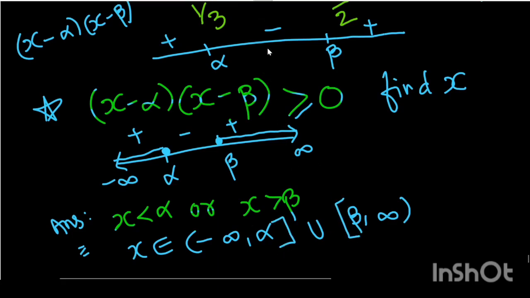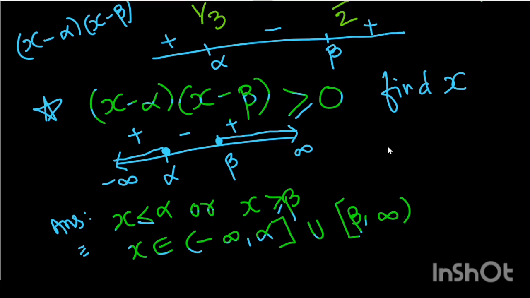So for greater than or equal to 0, x is less than or equal to alpha, or greater than or equal to beta. In that case the result changes: here there is a square bracket, here also there is a square bracket, guys. This is the result when greater than or equal to is asked for. This is a standard result.